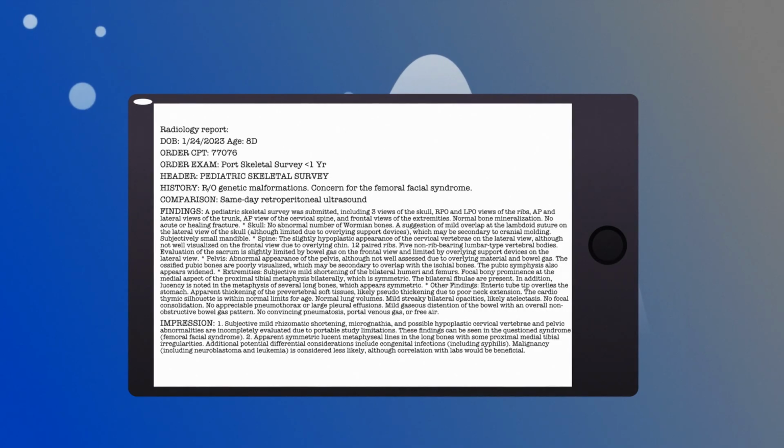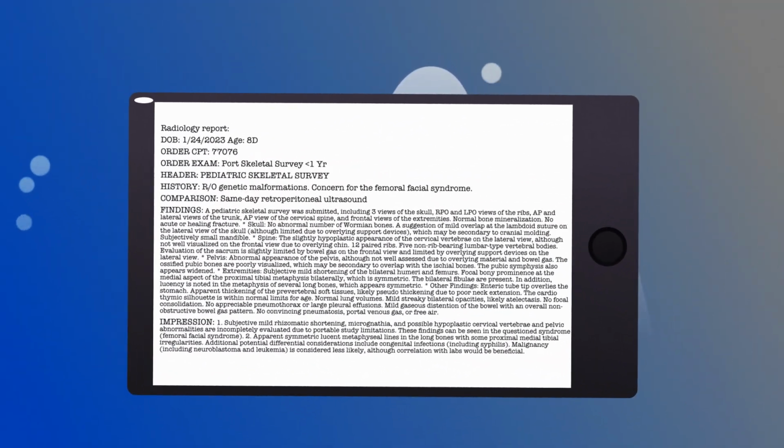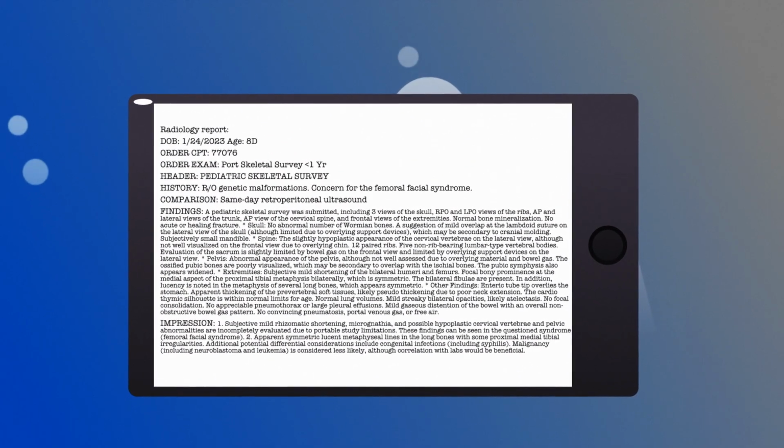Skull, no abnormal number of Wormian bones. A suggestion of mild overlap at the lambdoid suture on the lateral view of the skull, although limited due to overlying support devices, which may be secondary to cranial molding. Subjectively small mandible. Spine, the slightly hypoplastic appearance of the cervical vertebrae on the lateral view, although not well visualized on the frontal view due to overlying chin.